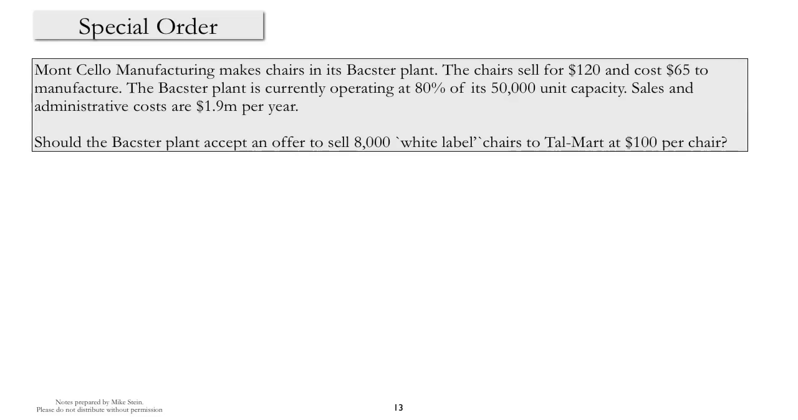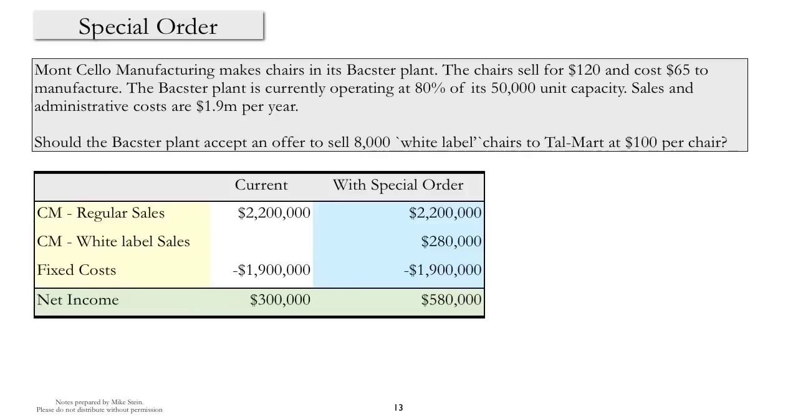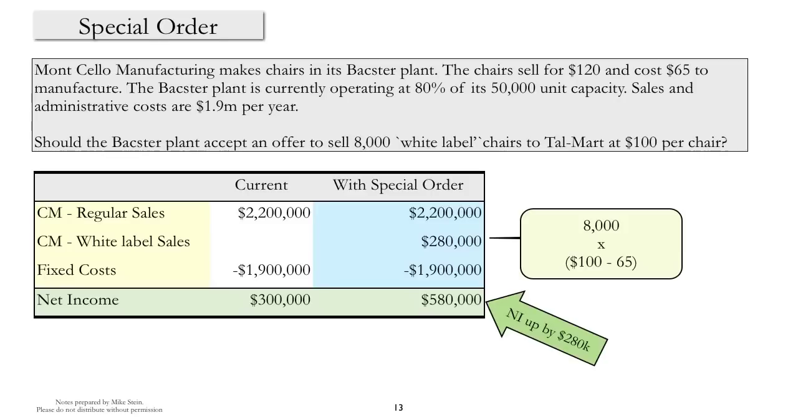In this example, MCM is considering selling 8,000 chairs without its brand name attached, that is, with a white or blank label. The chairs sell at a discount, but otherwise it is assumed MCM can still make and sell its normal production schedule. If we compare the current case with the special order, we see the contribution margin from white label sales is equal to 8,000 times the sales price per unit minus the variable cost per unit. Net income increases by $280,000.